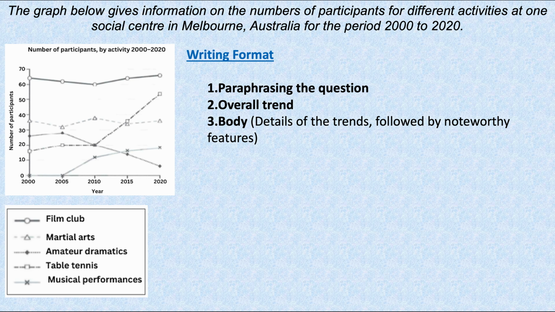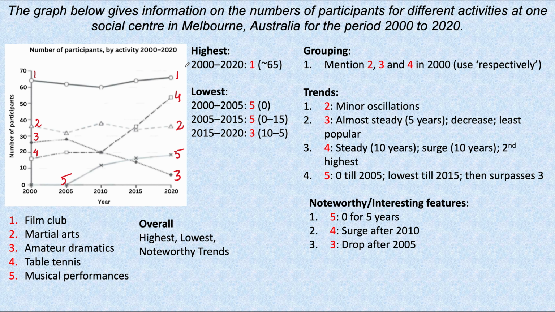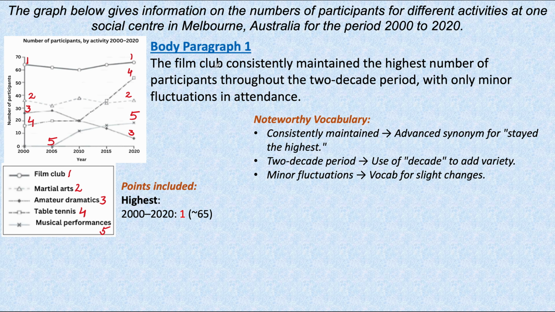With this, we have figured out how to paraphrase the question and how to write an overall statement. Now we start with the body paragraphs. We'll start with mentioning the highest category and mention that the numbers of this category stayed almost the same throughout. The film club consistently maintained the highest number of participants throughout the 2 decade period with only minor fluctuations in attendance.